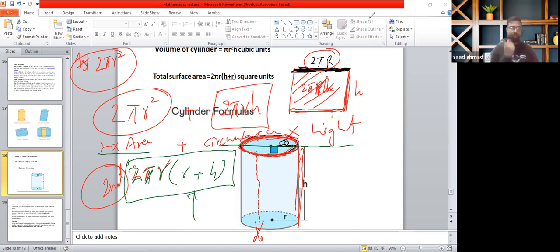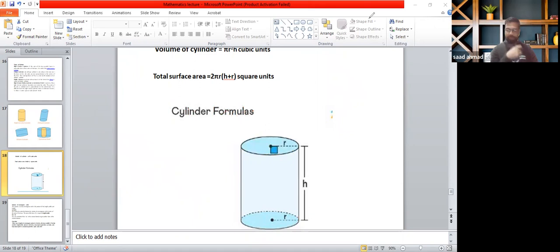Okay, now let's try a question. Let's say I have this cylinder here, and the radius r of this is 6, and let's say the height of this one is 5. Okay, but now there is an inside cylinder as well. Here is an inside cylinder.